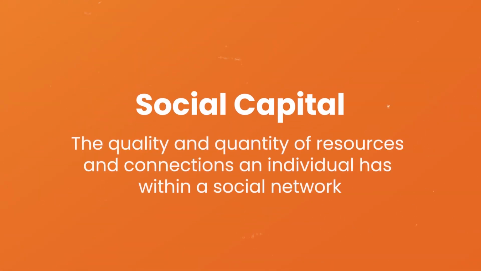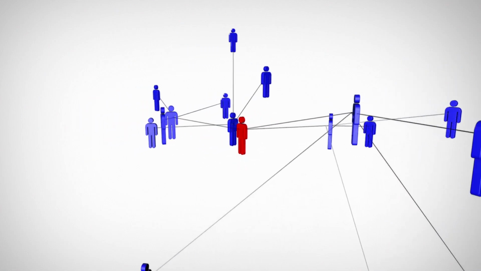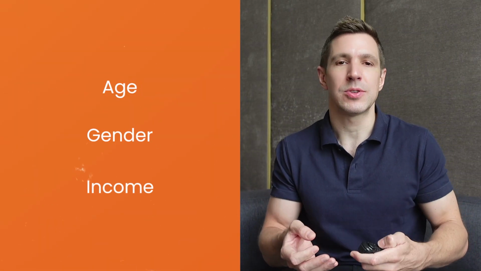Another good example of a research construct is social capital. In other words, the quality and quantity of resources and connections that an individual has within a social network. To measure this construct, you could look at variables such as the person's network size. In other words, how many people do they know? You could also look at the diversity of that network, however you might define that. For example, age or gender or income level and so on. And so these factors would give you quantifiable variables, which together you could use to assess the research construct of social capital.